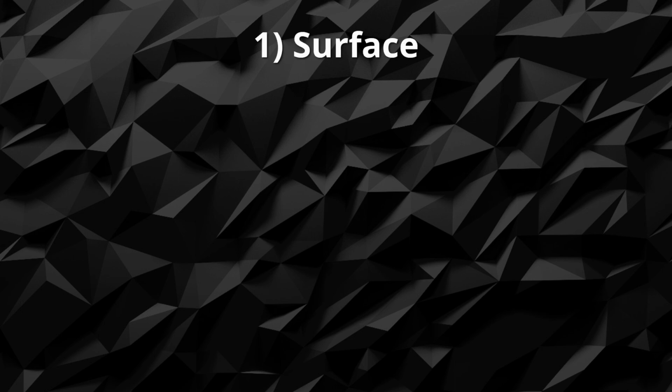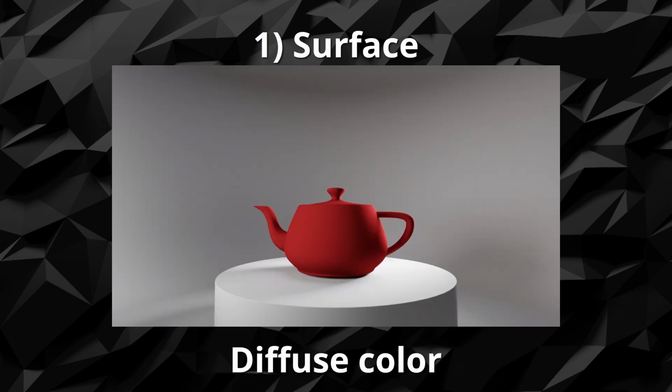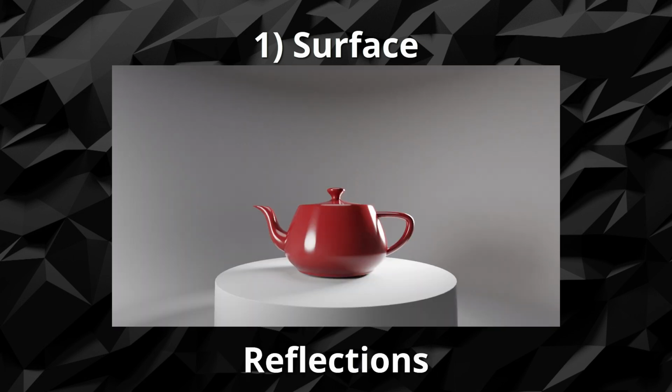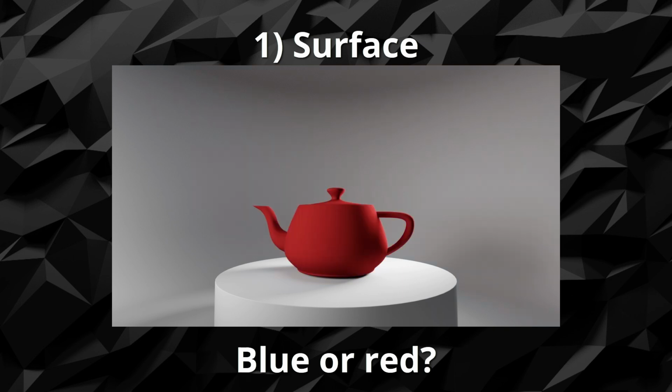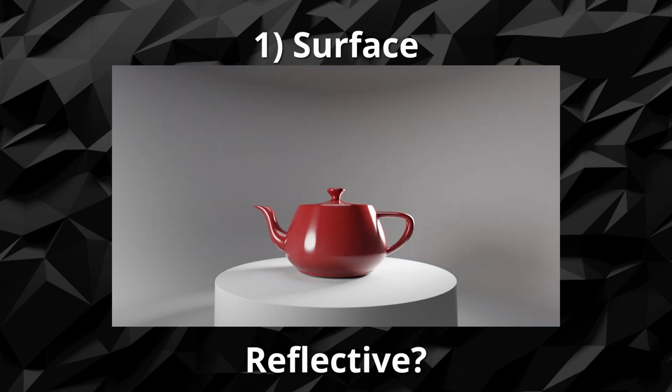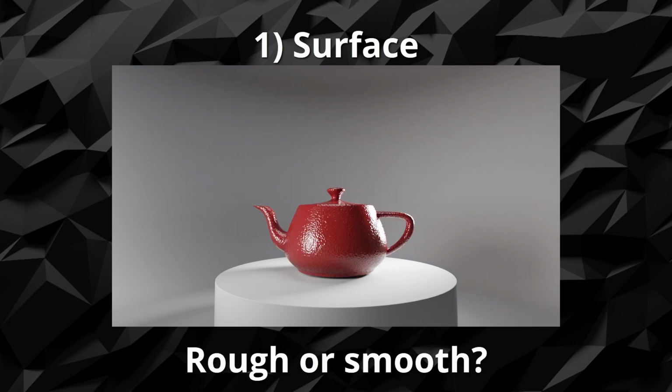The first category is things happening on the surface, such as diffuse color, reflections, or bump. And these properties let us define what the object surface looks like. Is it blue or red? Is it reflective or not? Is it rough or smooth?